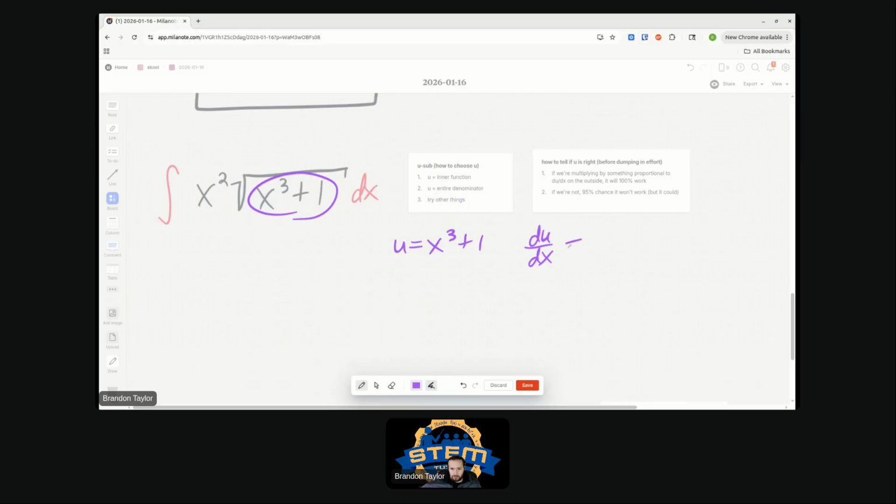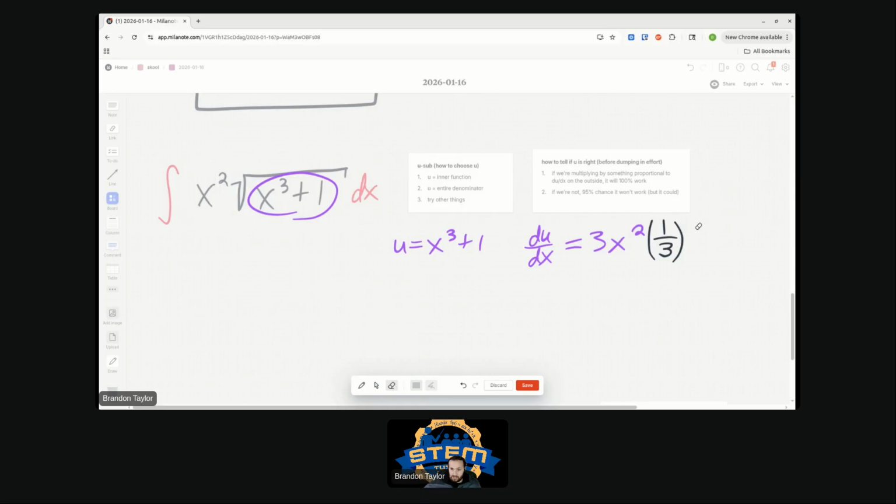What's the derivative here? 3x squared. And now we ask the magic question. Are we multiplying by something proportional to the derivative of u on the outside? Not the outer function, right? The square root, but like outside of that. And the answer is yes. X squared is proportional to 3x squared. Why? Because if I just multiply by 1/3, if you can multiply a constant by the derivative and make it equal this, they are proportional. So it works.